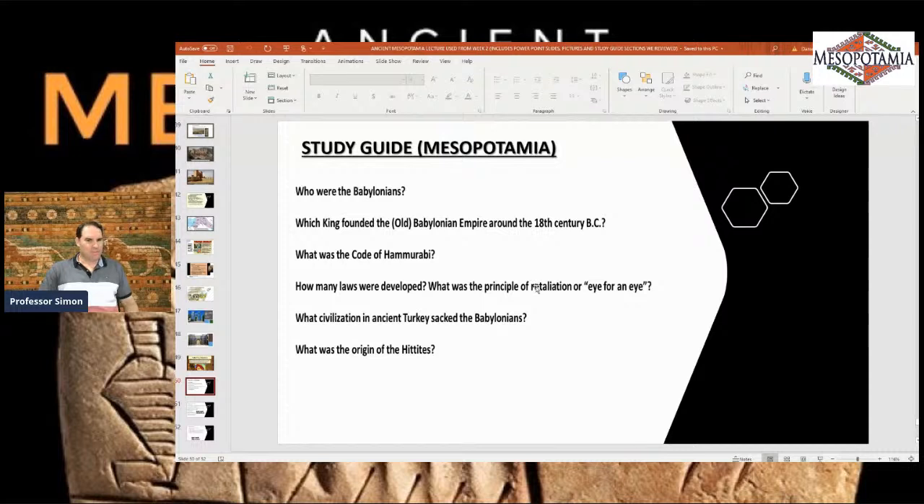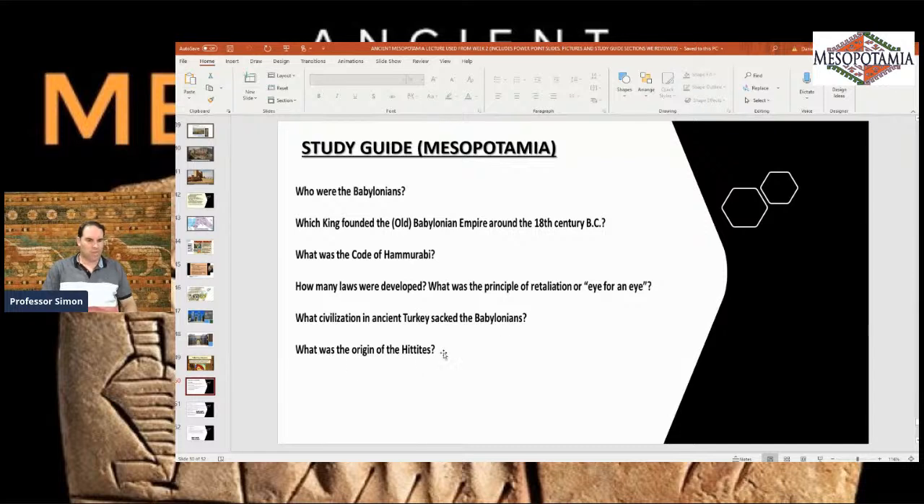I think I gave you examples of laws. A lot of these laws, of course, have been copied by other peoples. It's even, of course, in the Bible as well. We talked about the Babylonians. Who were they sacked by? Well, two people. One was the Hittites that came in from Turkey, sacked them. And the Kassites were another group that were in Iran. And the Kassites would take over Iraq for about 400 years.